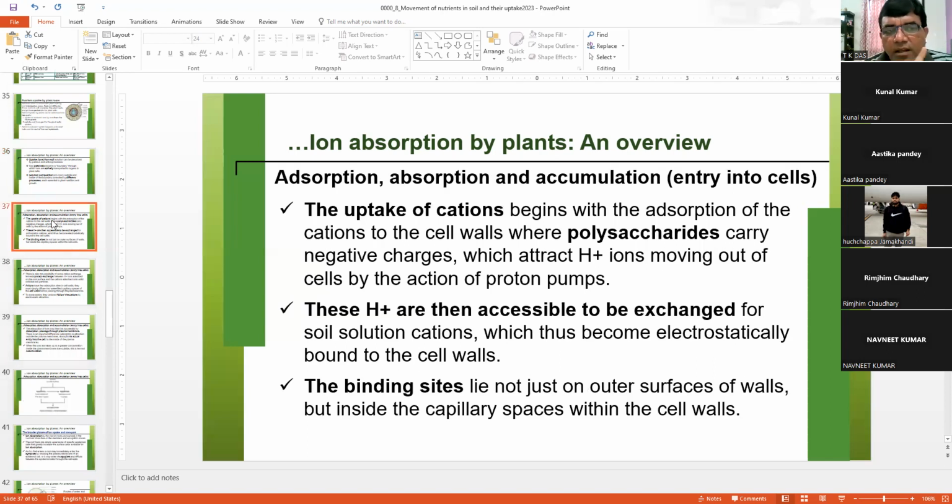Before you try to understand the exact mechanism of nutrient uptake, we should see the three things that are important when they enter the cell, entry into the cell. One is adsorption. Adsorption means the nutrients should come to the surface of the root. That is also part of nutrient uptake. When they come to the surface of the root, then from the surface comes absorption. They go inside, and then inside the cells they get accumulated. So these three things are important in nutrient uptake: adsorption, absorption, and accumulation.